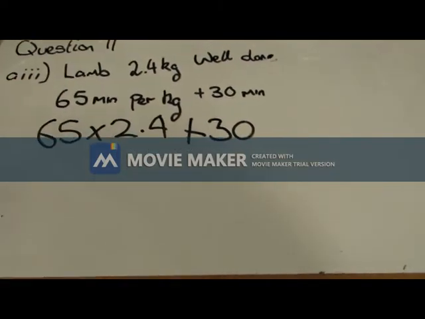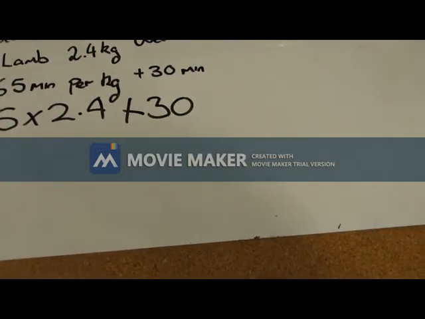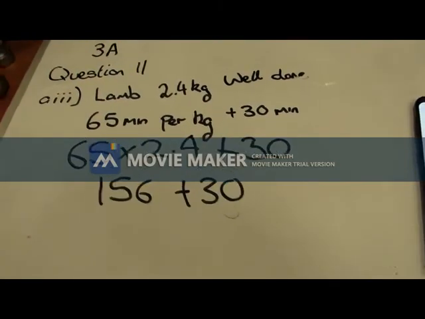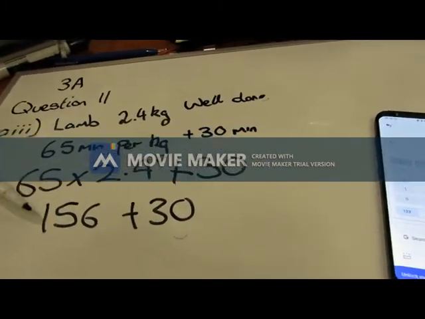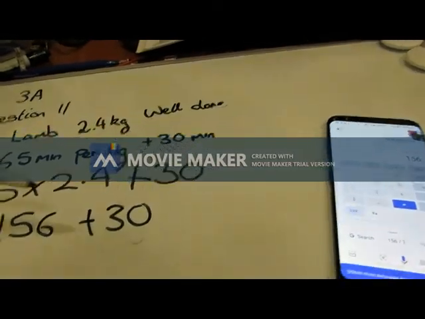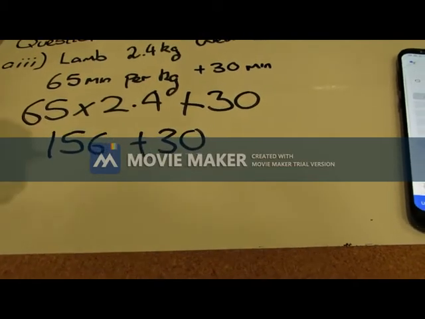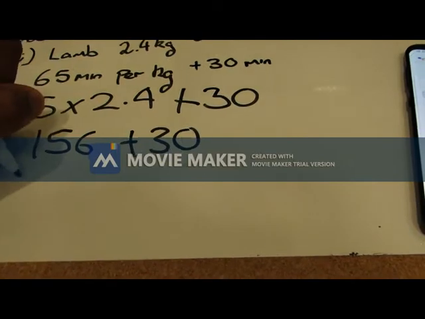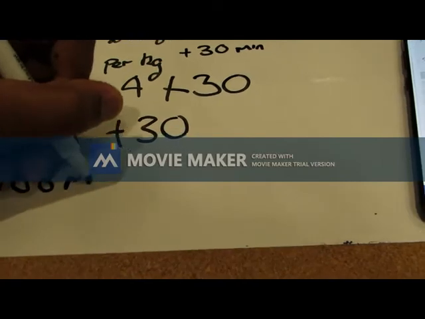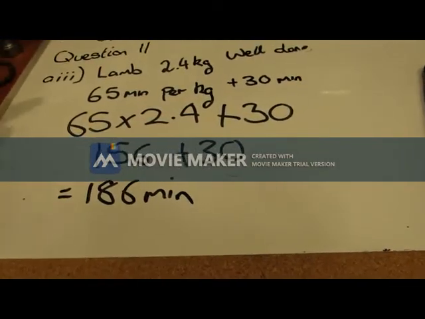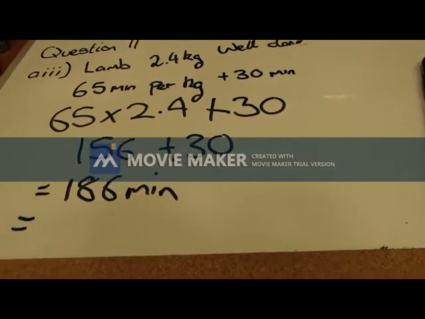Sorry, I'm left-handed, so it's a bit hard to see. Once you work that out, you do some quick maths: 65 times 2.4 equals 156. Then you add 30 to it. So 156 plus 30 equals 186 minutes. You need to change these into hours. So how many hours is in 186?